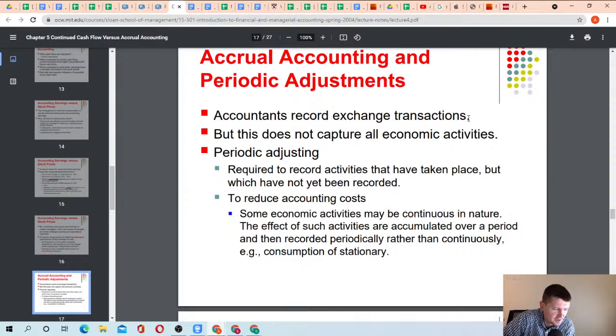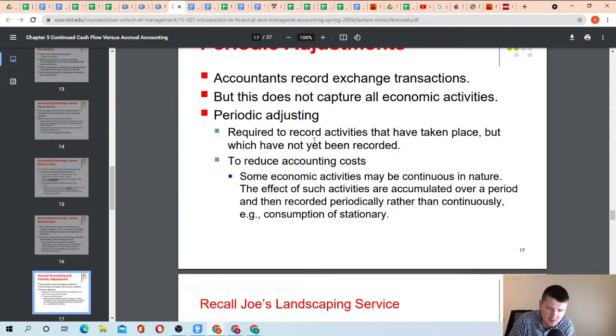But these types of transactions happen when you have some kind of an agreement in place, written or oral, with a customer or with a vendor. But there is some group of transactions which will not require a written agreement. For example, we need to record some transactions that have taken place, some activities that have taken place, but which we haven't recorded already.